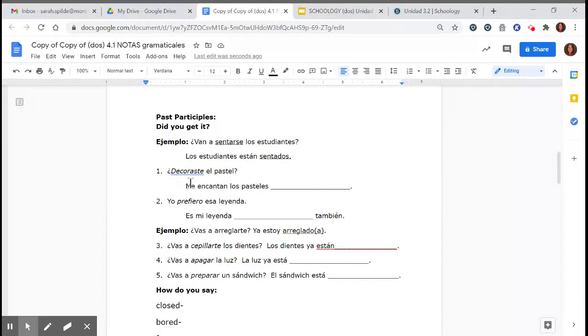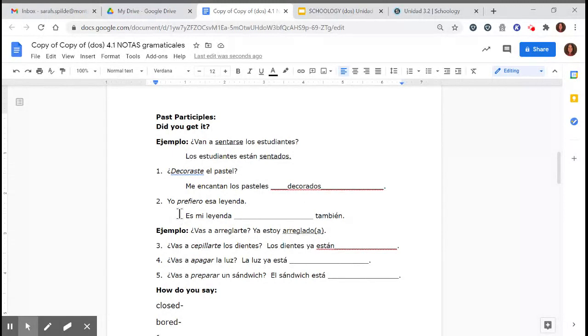Another example, decoraste el pastel. Did you decorate the cake? I love decorated cakes. So we're describing the cakes here. We're not saying somebody decorated it, we're describing it. So in this case, we're going to say decorados. And remember, adjectives always need to match what we're describing. So if we have los pasteles, that's why I have an S here, decorados.